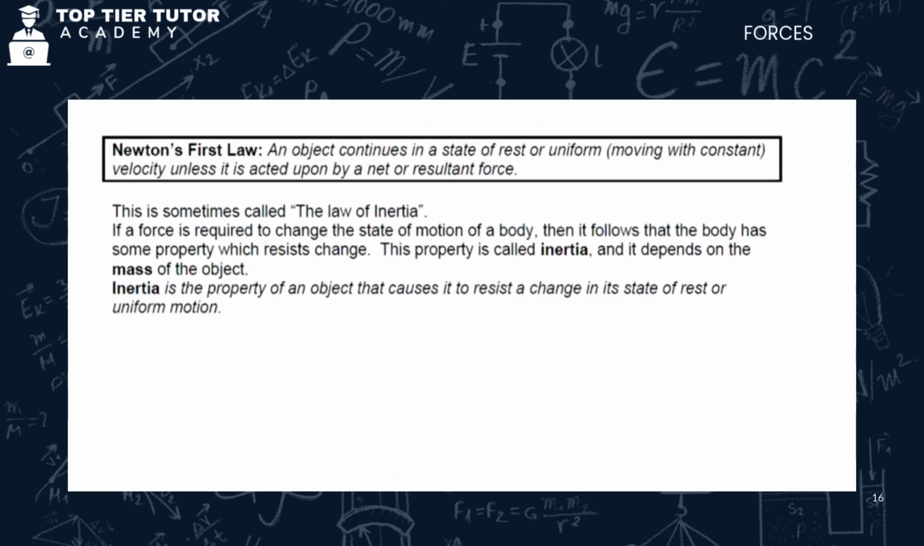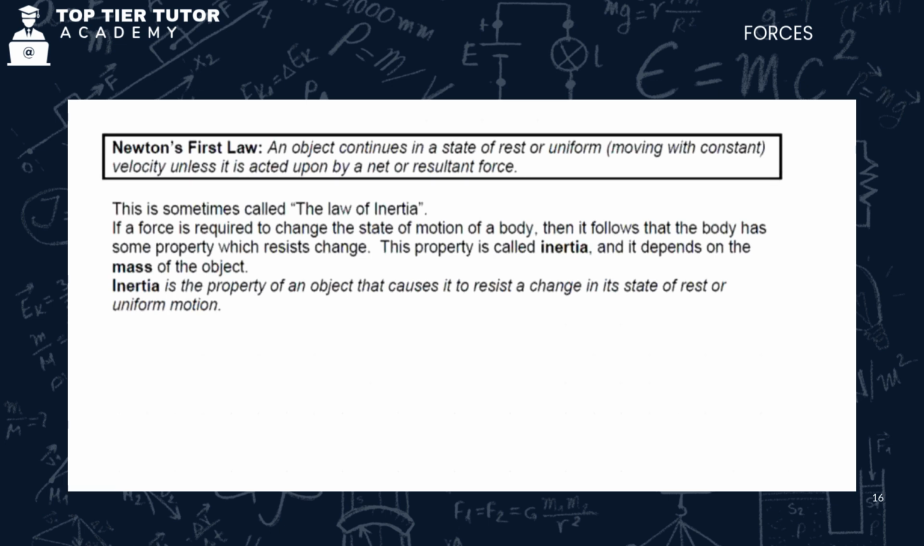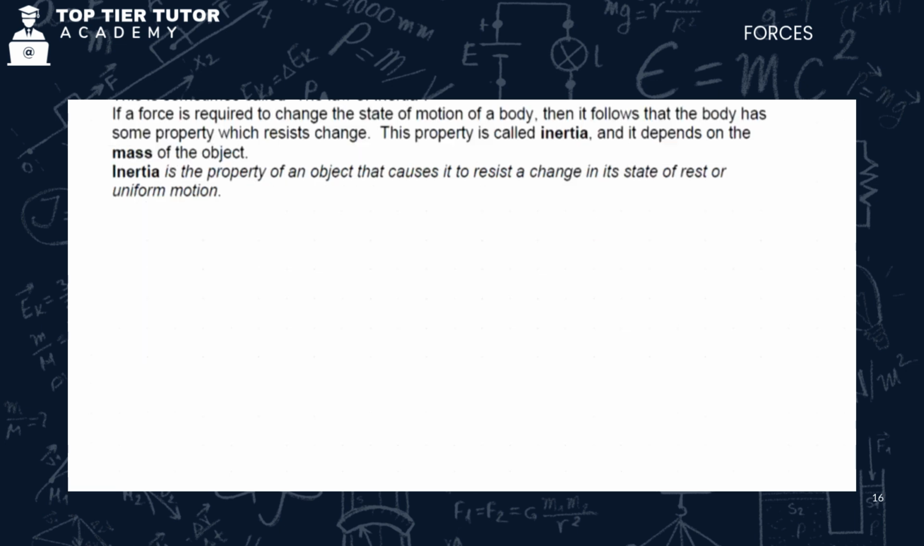So Newton's first law says an object continues in a state of rest or uniform motion, implying it's going to be moving at constant velocity, unless a resultant force acts upon it. And we call this property the law of inertia. Inertia is the property of an object that causes it to resist a change in its state of rest or uniform motion.